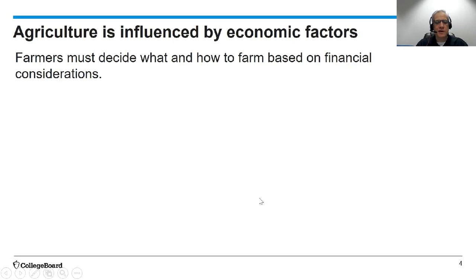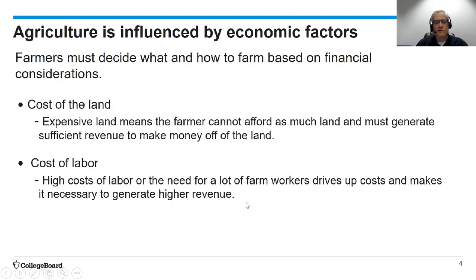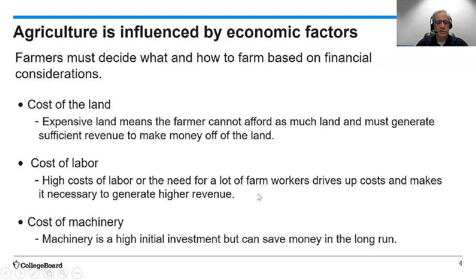Agriculture is influenced by economic factors. Farmers must decide what and how to farm based on financial considerations, things like the cost of the land. Expensive land means the farmer can't afford to have as much land and must generate sufficient revenue to make money off the land. The cost of labor is also important. High cost of labor or the need for a lot of farm workers drives up costs and makes it necessary for farmers to generate higher revenues and profits. The cost of machinery is also an important factor because machinery is a high initial investment, but it can save money in the long run.